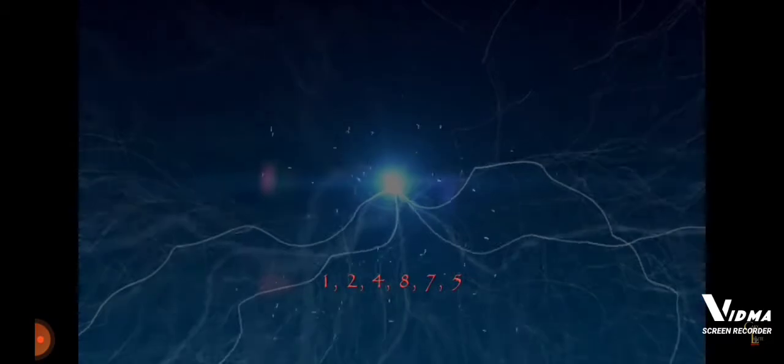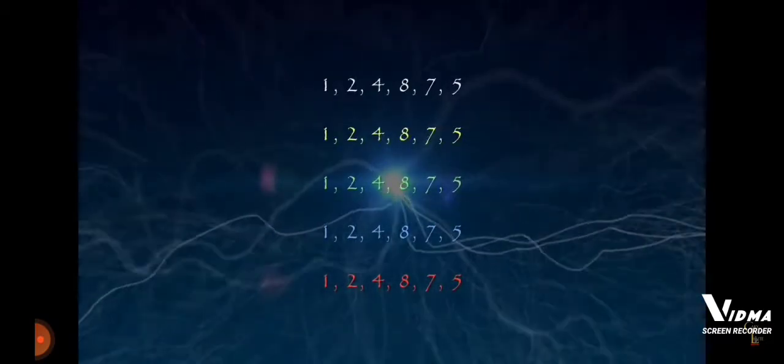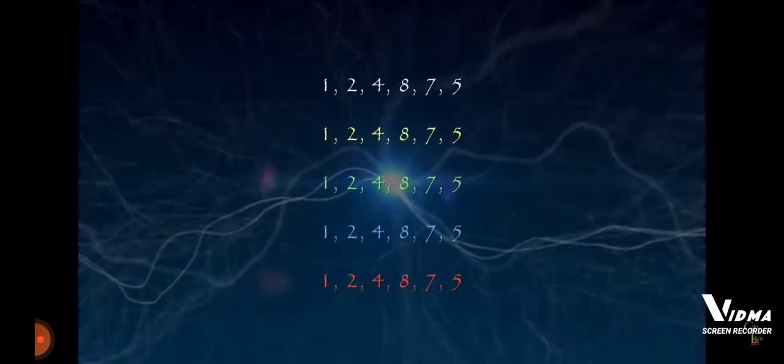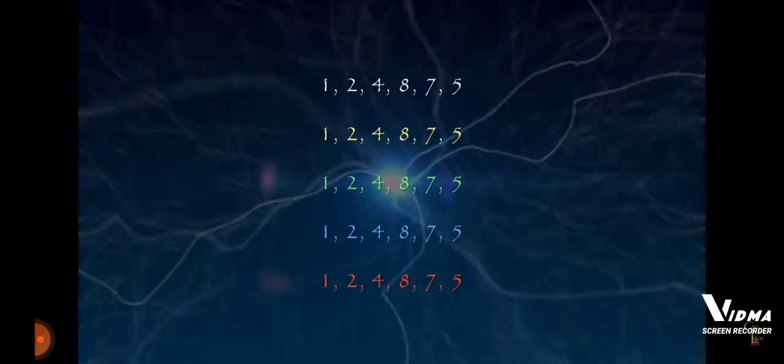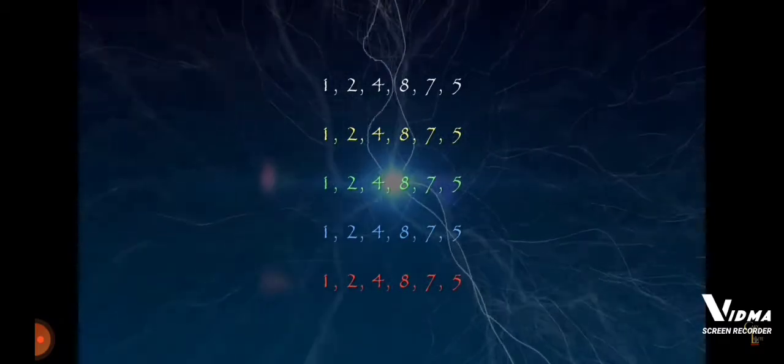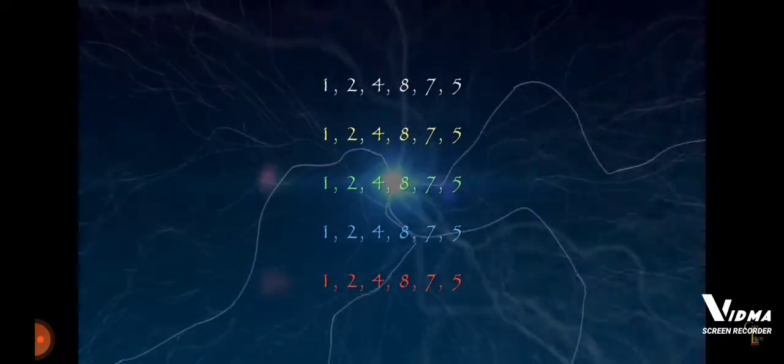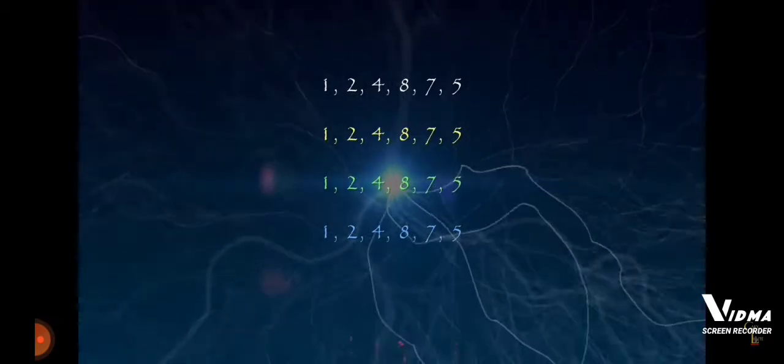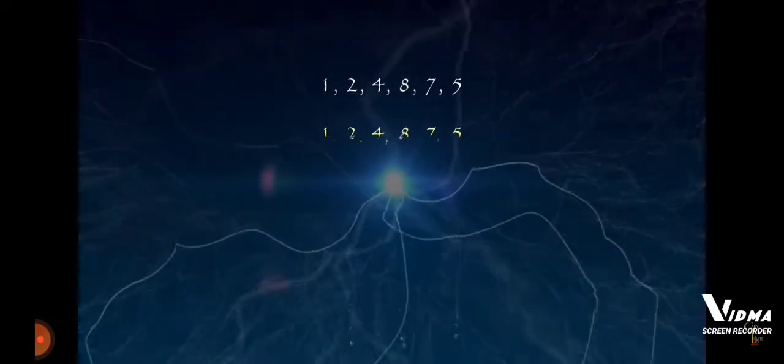So if we continue, we will keep following the same pattern. 1, 2, 4, 8, 7, 5. 1, 2, 4, 8, 7, 5, etc. over and over. As you can see, there is no mention of 3, 6, and 9. It's like they are beyond this pattern, free from it.